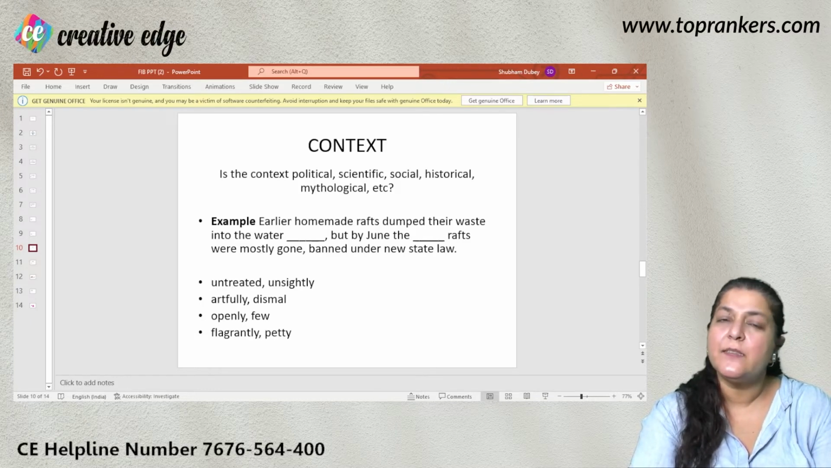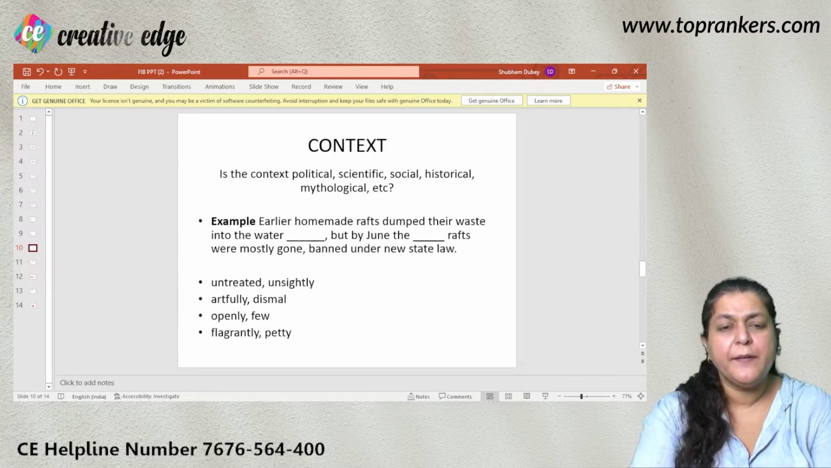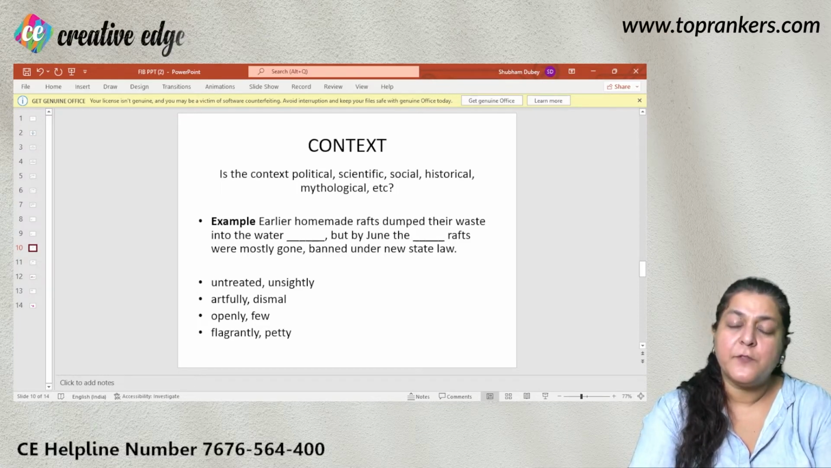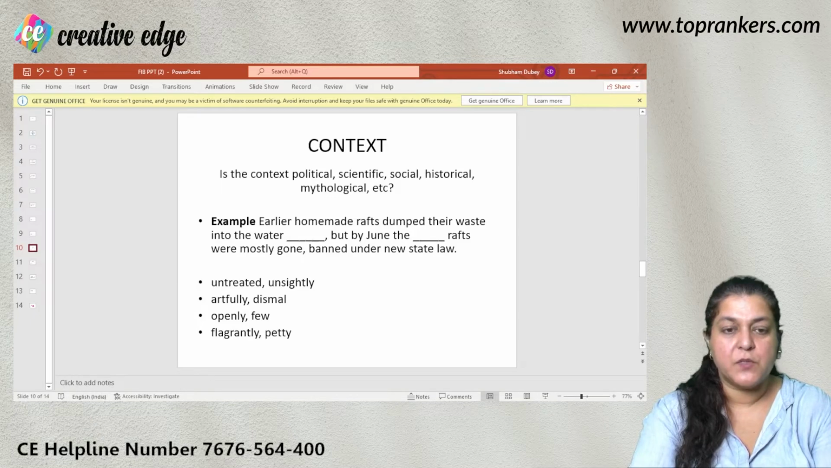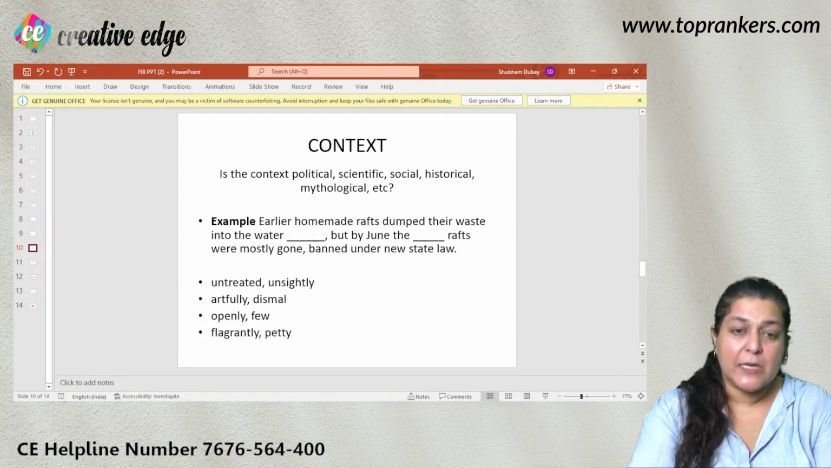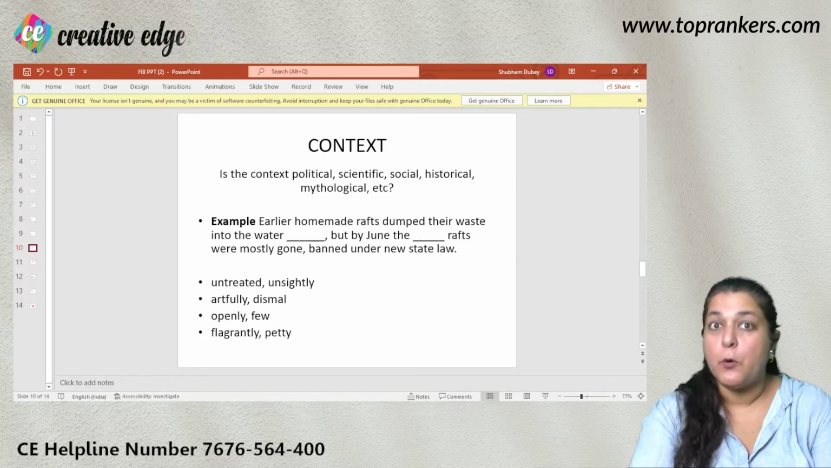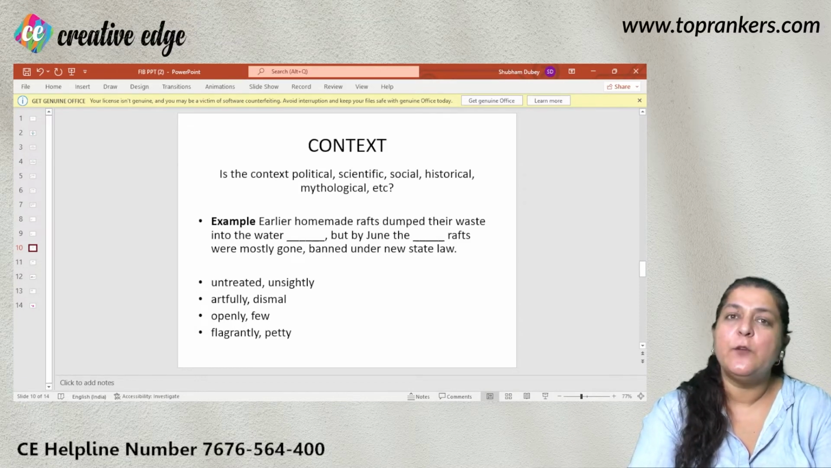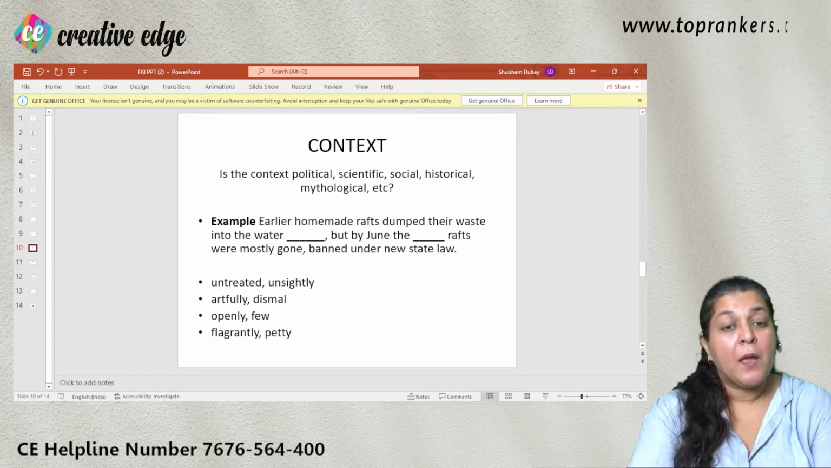Now, what context is it talking of? It's talking of an environmental, social context. All right. Now, "earlier homemade rafts dumped their waste into the water untreated." Was the water untreated? That cannot be used. Artfully: now, if you see, the context being used there has to be negative, not a positive word, which is why artfully would be an option that you would be able to eliminate in the first go. The third option says openly, and the last option says flagrantly.